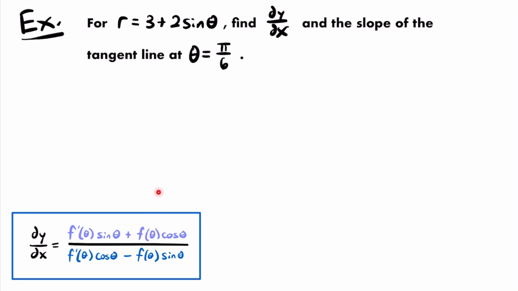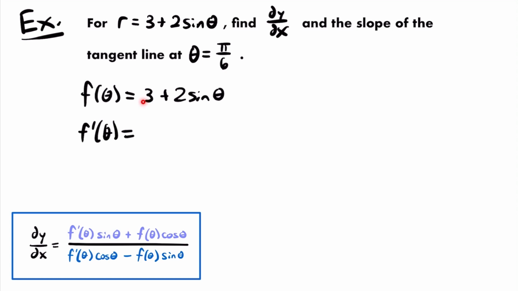Now, f of theta is just whatever r is equal to in your polar equation, which means that for this example, f of theta is equal to 3 plus 2 times sine theta. All right, and now we also need to find f prime of theta, which will be the derivative of this expression. So we'll have f prime of theta is equal to the derivative of 3, which is 0, because the derivative of all constants is 0. But then we'll add that to the derivative of 2 sine theta, and the derivative of sine is cosine, so the derivative will be 2 times cosine theta.